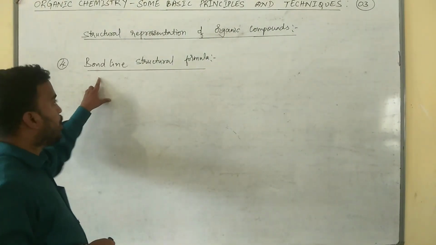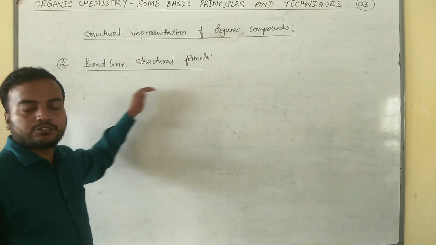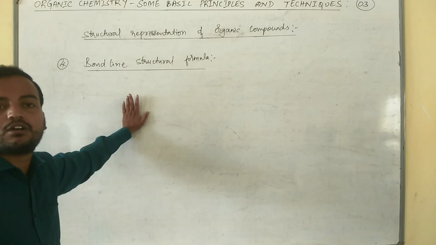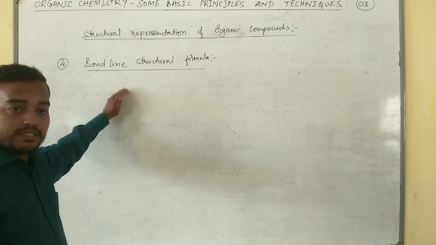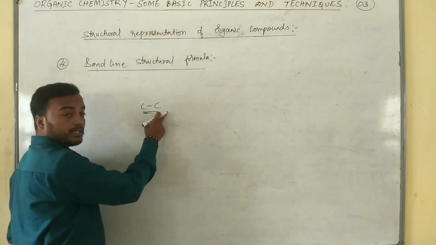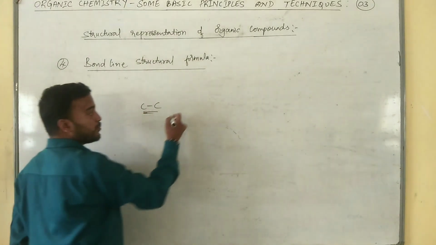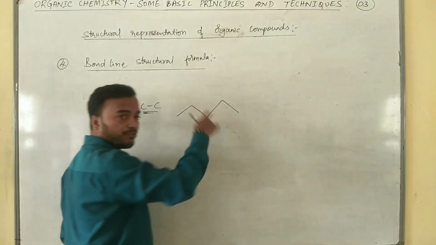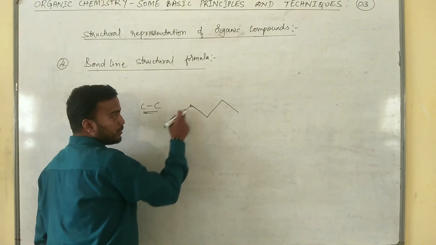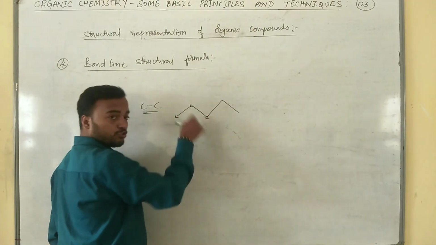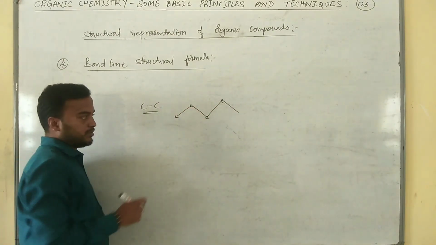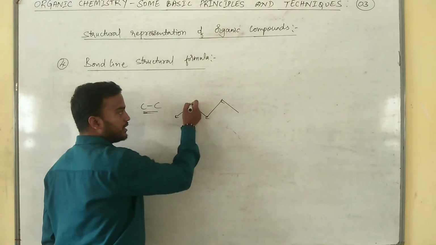Next one, bond line structural formula. It is a simple, short and convenient method of representing organic molecules. In this method, carbon-carbon bonds are represented by lines drawn in a zigzag fashion. There is a carbon atom here, and a carbon atom here. So carbon-carbon bonds are shown by lines drawn in a zigzag fashion, and carbon atoms at the terminal positions and intersections.